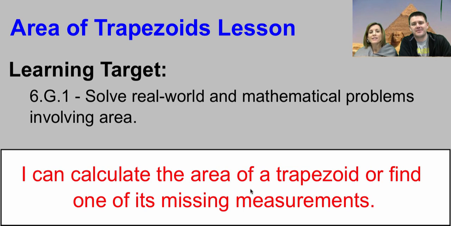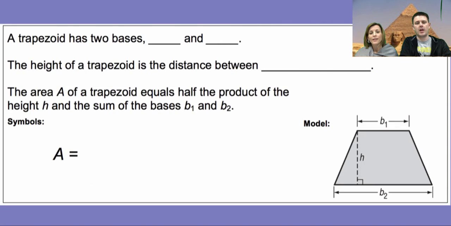Welcome back. Today's lesson is area of trapezoids. Same learning target that we've been studying, 6G1. Solve real-world and mathematical problems involving area. Today's I can statement: I can calculate the area of a trapezoid or find one of its missing measurements.